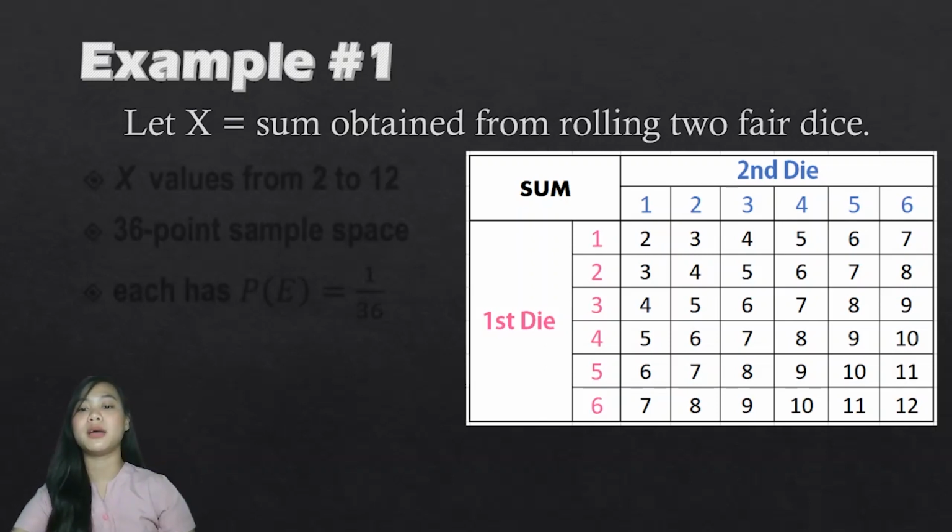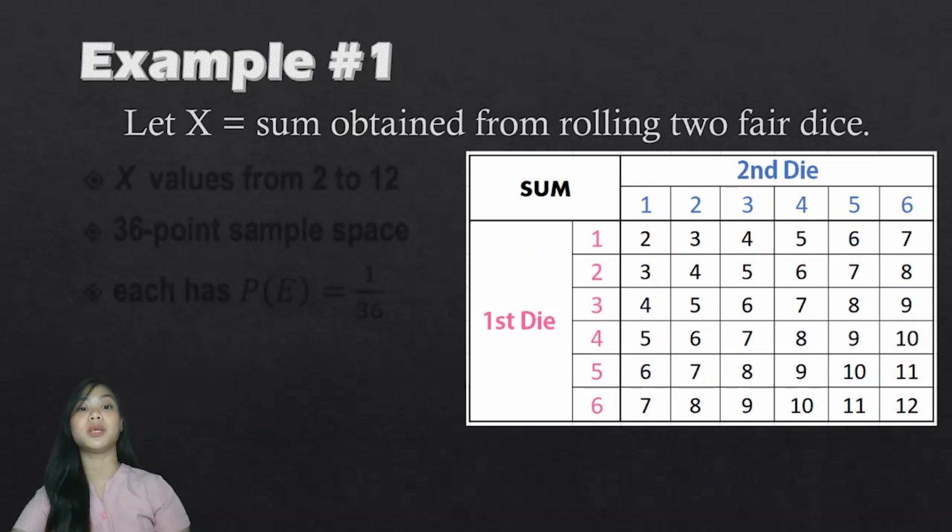We have the outcomes 1, 2, 3, 4, 5, 6 for the first die, and 1, 2, 3, 4, 5, 6 for the second die. So we get the sum per column and row. We have 2 for 1 and 1, and up to 6 for the first die and 6 for the second die, which equals 12.